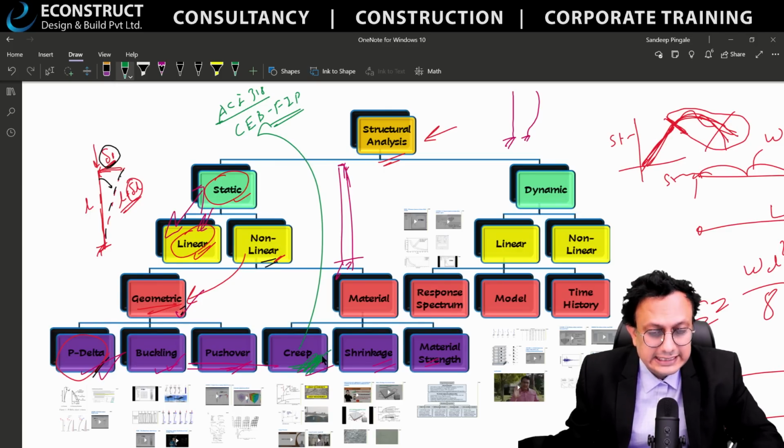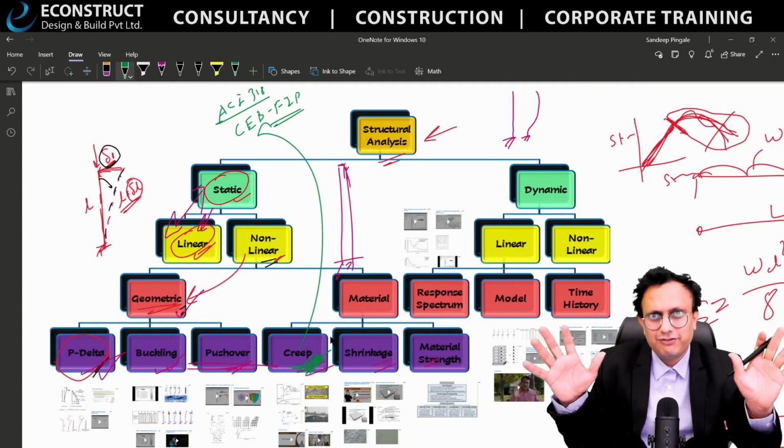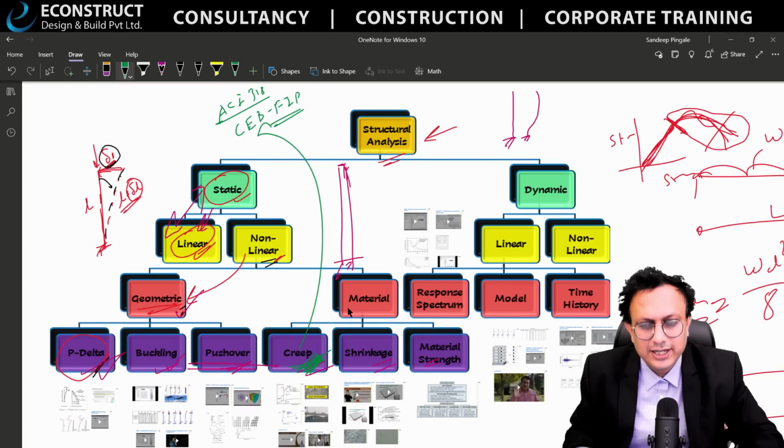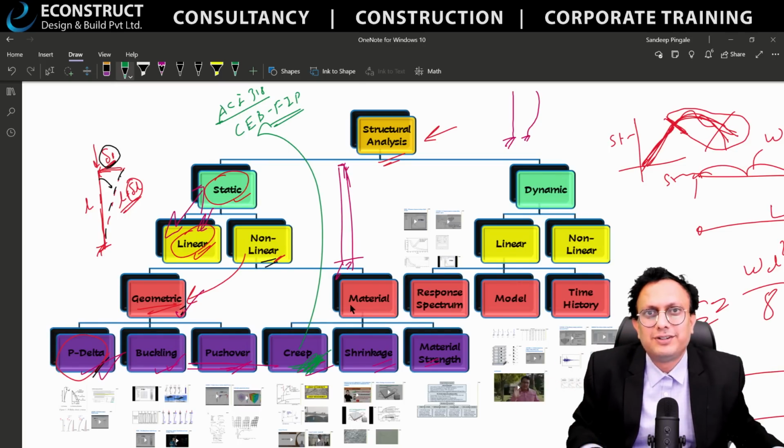No, not at a younger age. No, you just got married and you died. Is it okay? Is it a good life that you lived? No, right? You want to die when you get older. Am I right? That's a full-fledged life. Similarly, the structure has to have a full-fledged life. Am I right?